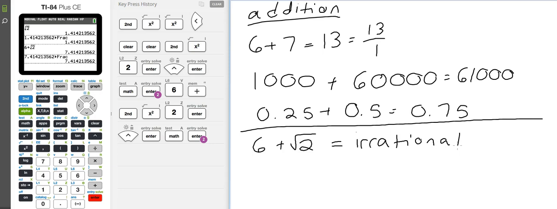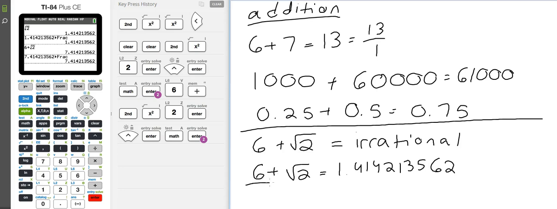Whenever you're adding a rational number and an irrational number, you're always going to get an irrational number. Because we can't get rid of the radical, the square root of 2, as we solved over on the calculator, is 1.4142135562. When we add a rational number to this, when we add the 6 to that, we can't get rid of this whole long decimal that we have over here. We could add the 6 to the 1, and we're going to get a 7, but we're still going to have this long decimal at the end of it. This long decimal that's going on forever. We're still going to have that at the end of it.